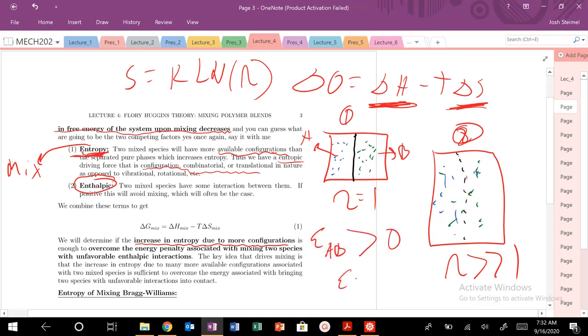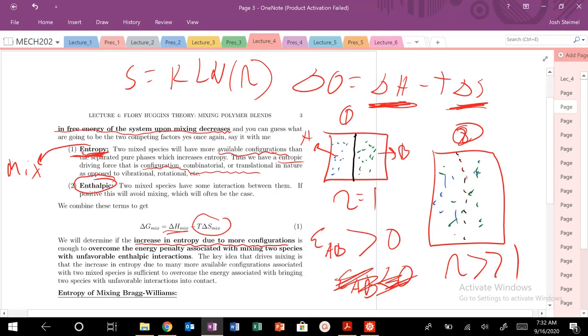Now, if the interaction between A and B is negative, what's going to happen? I'm always going to mix, right? Because this entropy of mixing is always going to be positive. If they would like to be next to each other and my energy is negative, then I don't have to worry about anything. At all temperatures, all times, unless that energy changes with temperature, I'm always going to mix. Unfortunately, this is not a common scenario.